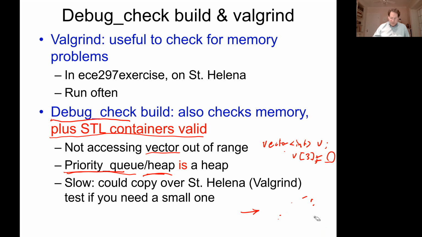Again, that can't happen if your code is correct. If you use the priority queue or the heap correctly, that will not happen. But if you have bugs, that can happen, and it's kind of a difficult thing to find. Debug check can find it for you. Debug check is going to slow your code down a lot because it does all this extra checking. So running it on the St. Helena map, and the unit tests do that for valgrind, so you can see how they run in St. Helena, allows you to run this on a small map if you find debug check is just slow and is kind of painful. Okay?